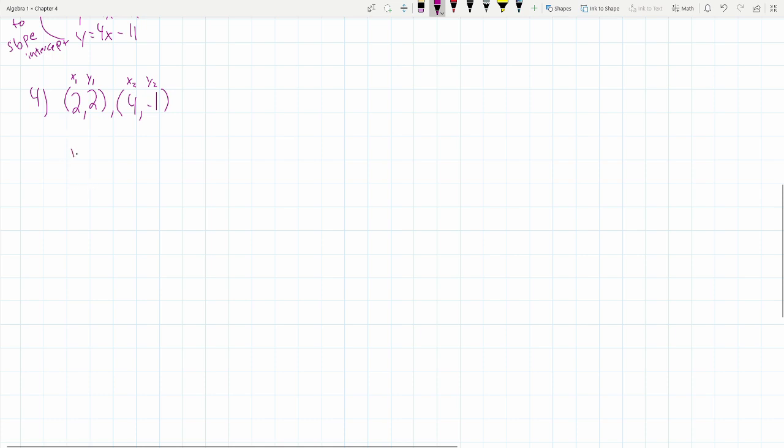It specifically says that we want it in y-intercept form, so y equals mx plus b. From there, the first thing I notice is that I need an m. I need my slope. And so the slope is y2 minus y1 over x2 minus x1. My y2 is negative 1 minus my y1, which is 2, all divided by my x2, which is 4, minus my x1, which is 2. Negative 1 minus 2 is negative 3. 4 minus 2 is 2. So I get negative 3 over 2. That's my slope.